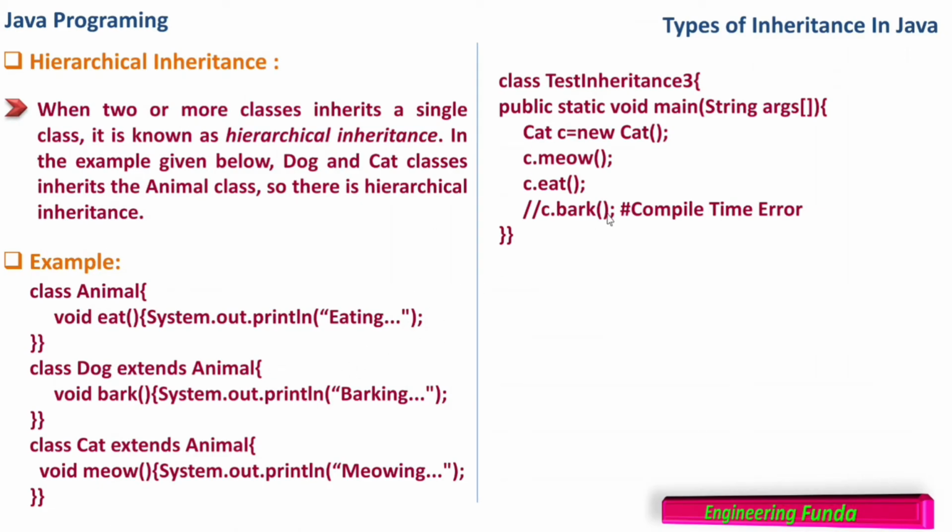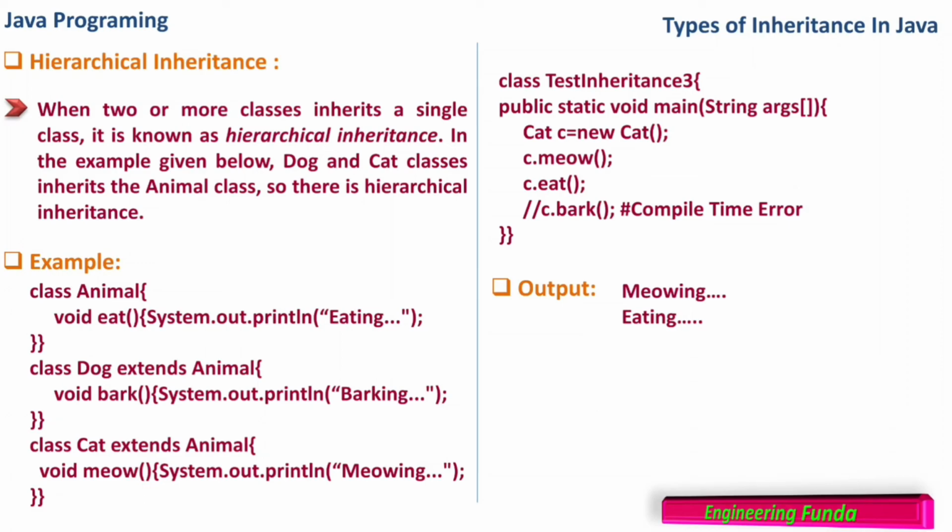Now if we write this program after removing this statement or commenting it out, it will compile successfully and it will give us the output with respect to these two method calls only. So first it will print meowing with c.meow, and c.eat will print eating. So I hope that this is clear, my dear friends.